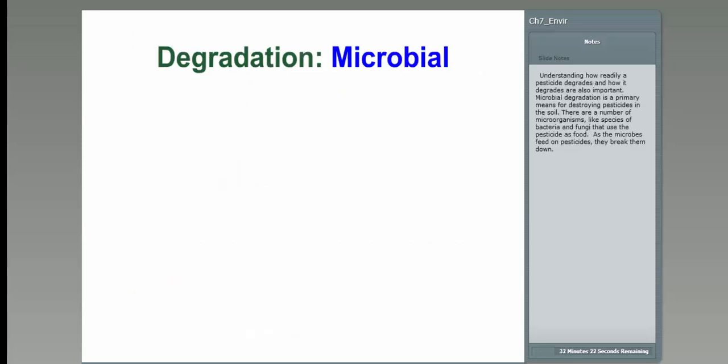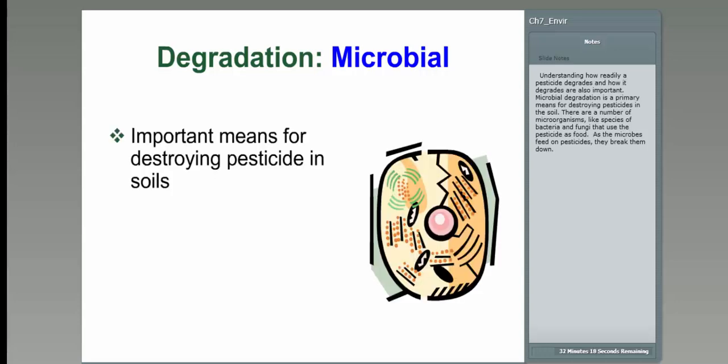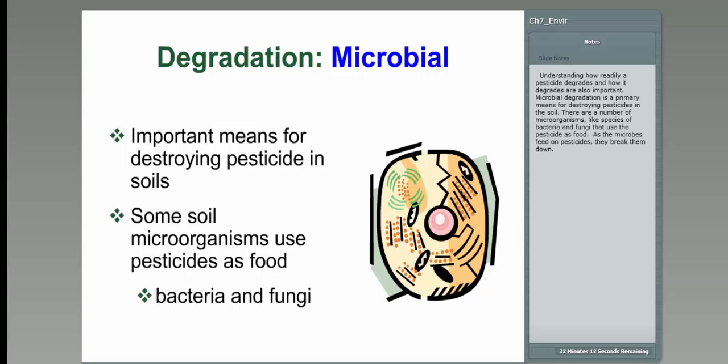Understanding how readily a pesticide degrades and how it degrades are also important. Microbial degradation is a primary means for destroying pesticides in the soil. There are a number of microorganisms, like species of bacteria and fungi, that use the pesticide as food. As the microbes feed on pesticides, they break them down.